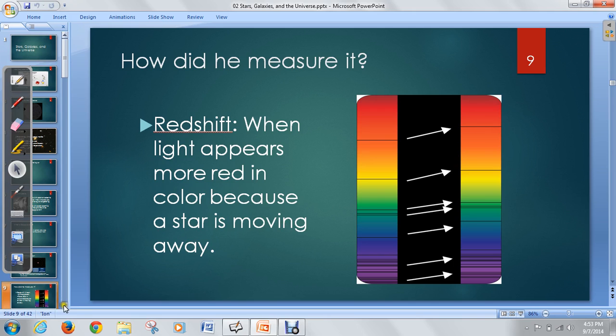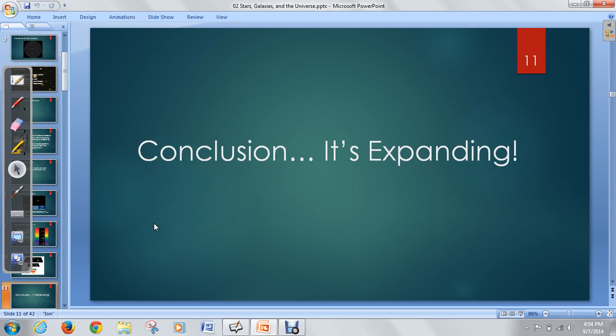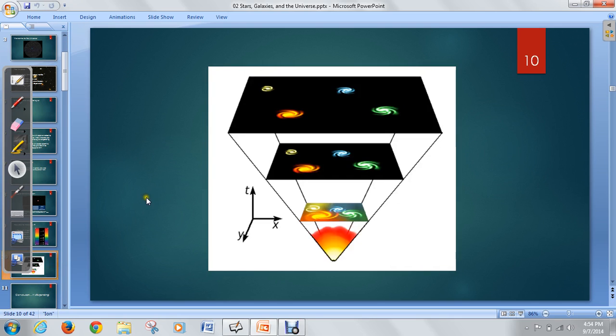So what does that mean? If everything is red shifted, then the universe must be expanding. Edwin Hubble was the first to discover that all these galaxies, all these stars were moving away from him, so the universe must have been expanding. This picture illustrates the idea. Let's say we're right here. Here are our galaxies, these four little galaxies. As time moves on, the space between the galaxies is going to get further and further apart. It doesn't mean the galaxies themselves necessarily are getting bigger, but the space between them is expanding. They're getting farther and farther apart.